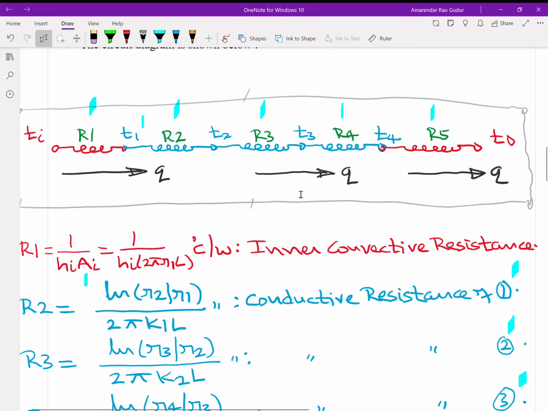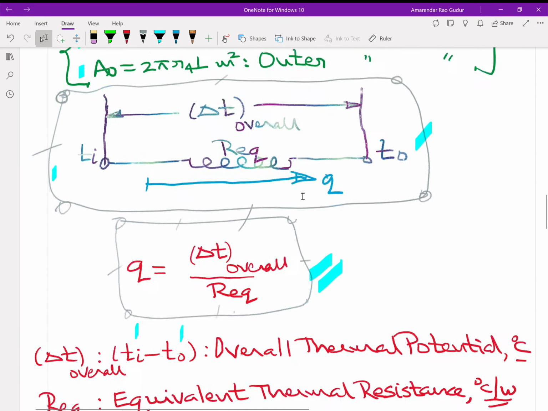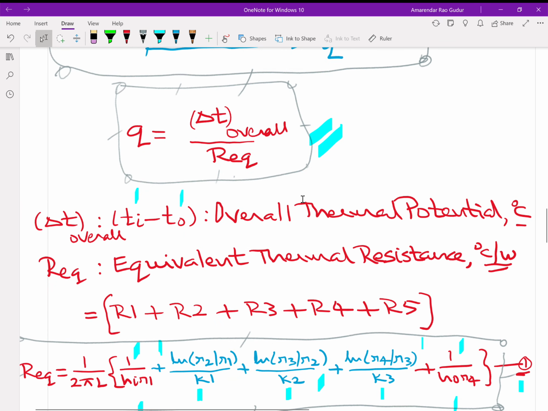Now in our next session we talk about composite spheres, followed by numericals on all the composite systems.